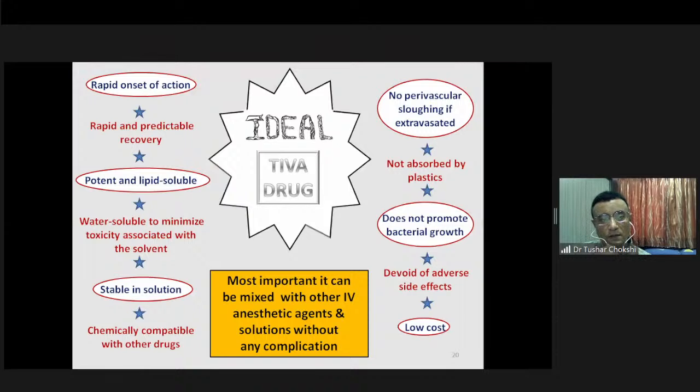Rapid onset of action, rapid and predictable recovery, potent and lipid soluble. Even it is water soluble, and it is stable in any solution, chemically compatible with other drugs. No perivascular sloughing, not absorbed by any plastic, does not promote bacterial growth, devoid of any adverse effect, and low cost. And my most important thing is, I consider ideal TIVA drugs, it can be mixed, 2 TIVA drugs or even almost 3 TIVA drugs can be mixed with each other, and we can give these drugs to any sort of the patients without any complications.